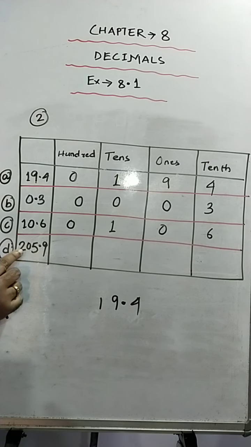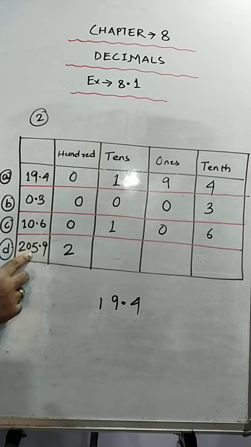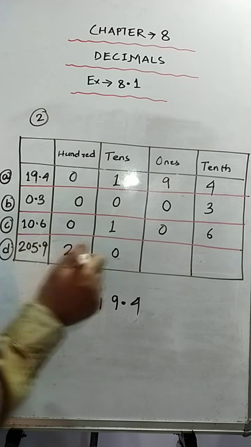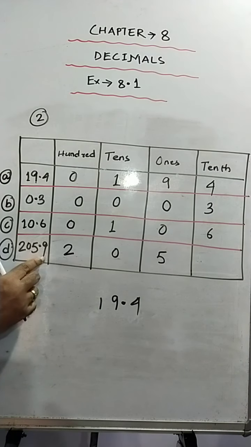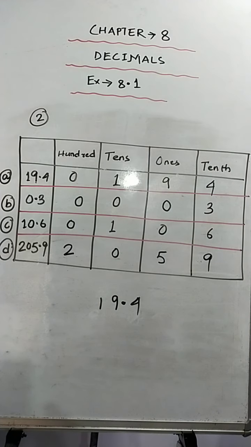How many hundreds are there? 200. That means 2. How many tens are there? 0 tens. So we'll write 0 tens. How many ones are there? 5 ones. So we'll write 5. And how many tenth are there? That is 9. Okay. So this is the solution of question number 2.